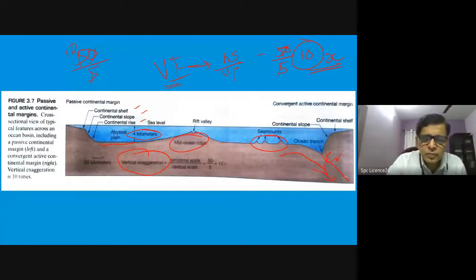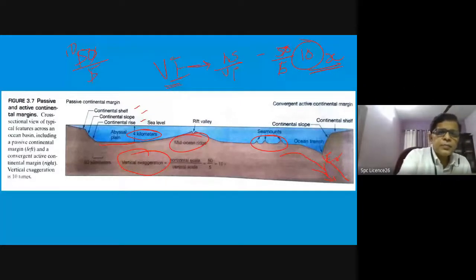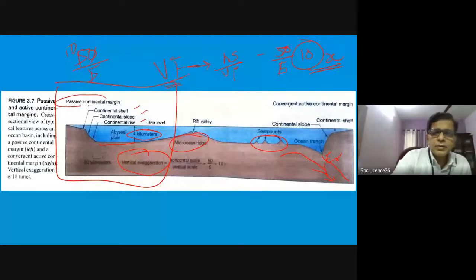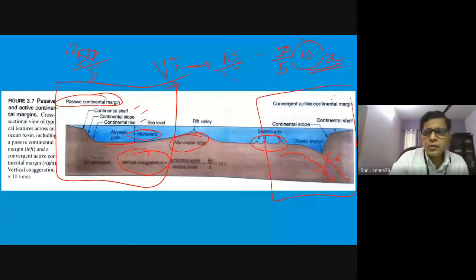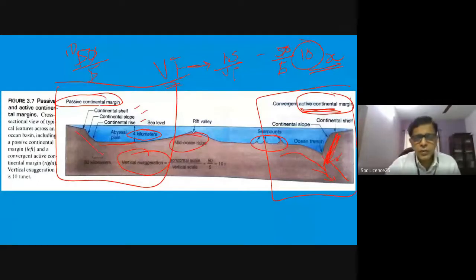An interesting thing to note is that this side of your diagram is a passive continental margin. This side is an active continental margin. In an active continental margin, where the activities are very severe, you'll see that the slope and the shelf are much steeper as compared to the slope and the shelf on this side of your diagram. Okay, let us move ahead.